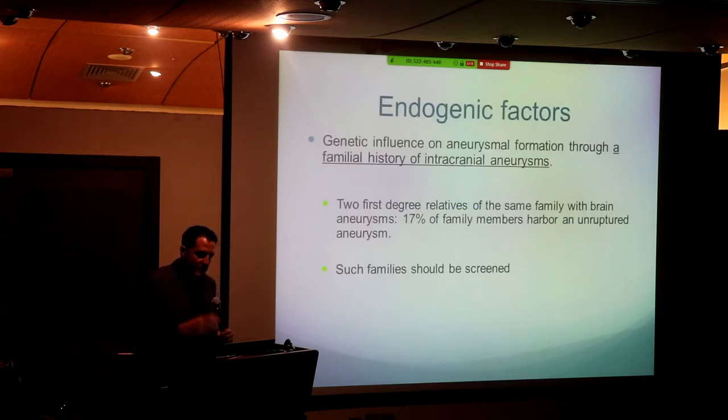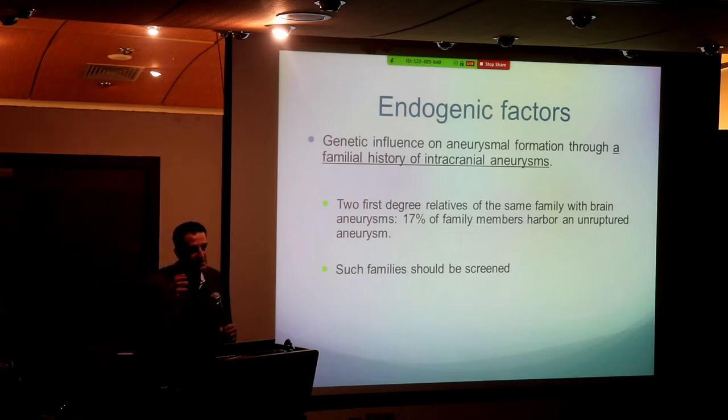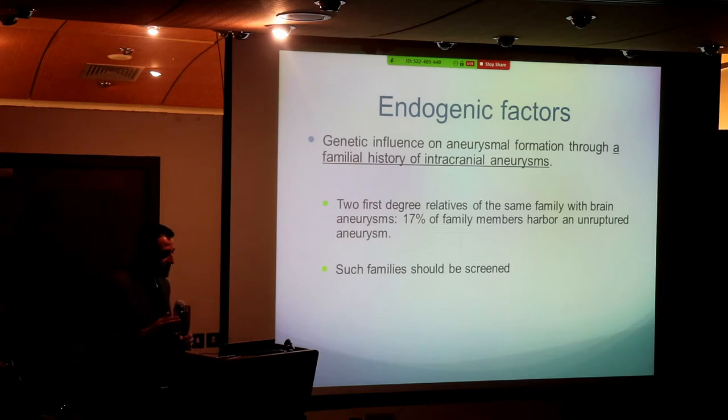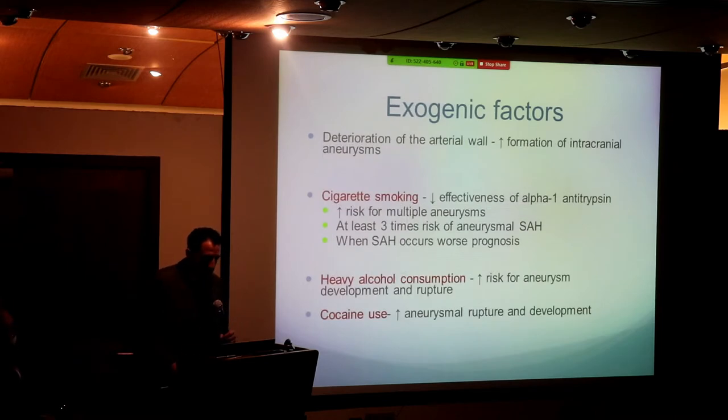There are other factors that play into the equation. I wanted to mention the familial component. It's a very small percentage, but it's important to remember that if there is a family with two members who developed an aneurysm, there's a 17% chance of another family member having an aneurysm, and this family should be screened. So not everyone with an aneurysm, the entire family we screen, but if two members, the chances go up dramatically.